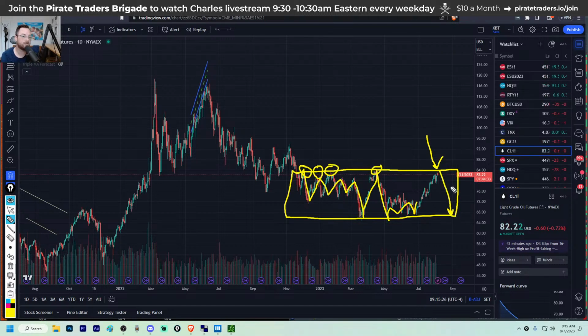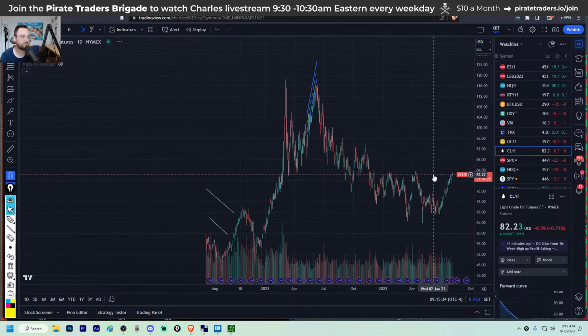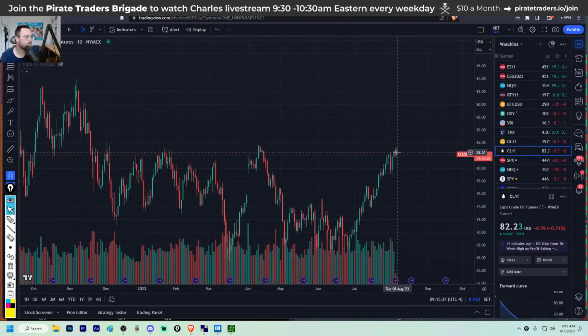Now, this is on the daily, so it doesn't mean it has to happen today, but in the days to come. So what I would be watching for if I was trading crude this morning is the level 82.95. And I'd be saying to myself, can we get back above that level? If the market wants to go higher, if it wants to break out of this range that it's been stuck in, it should be able to get above there and stay above there.